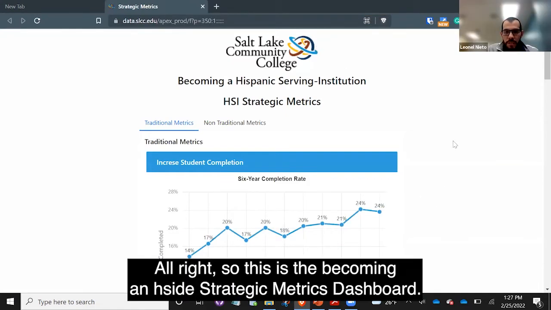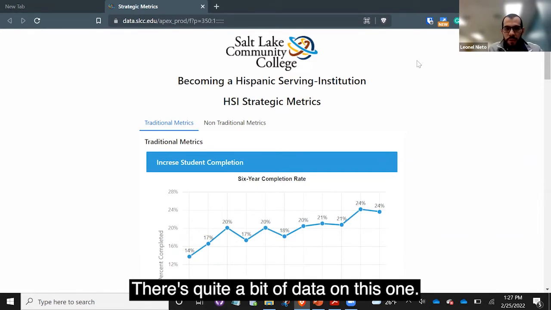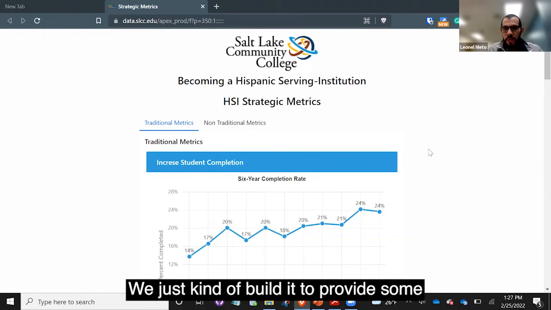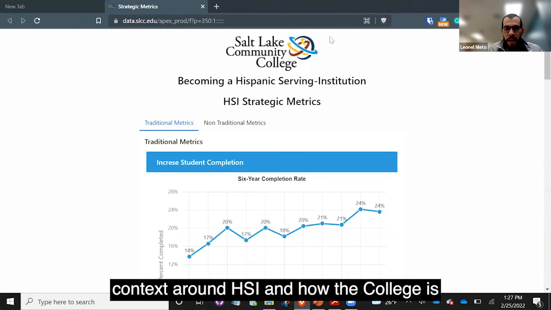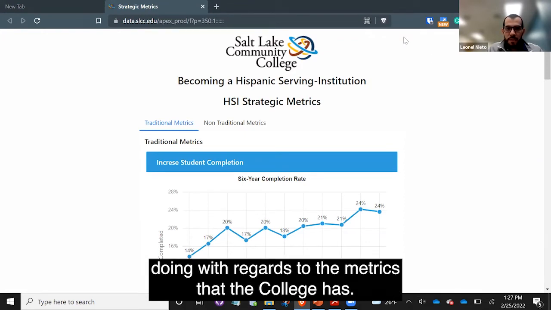All right. So this is the Becoming an HSI strategic metrics dashboard. There's quite a bit of data on this one. We just built it to provide some context around HSI and how the college is doing with regards to the metrics that the college has.